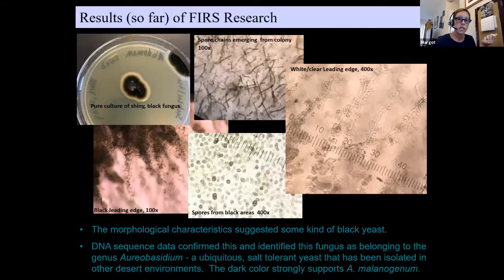The DNA sequencing that we did to follow up on that did identify it as a black yeast in the genus Aureobasidium, which is a yeast that's everywhere. It happens to be a salt-tolerant yeast, which is kind of interesting because the soils that we have around here are very salty, alkaline soils. So maybe it's just in the environment, but it has also been isolated from other desert environments. So it's very heat tolerant, it's very salt tolerant, which is kind of interesting.